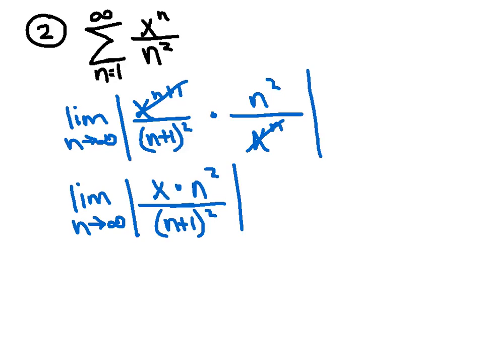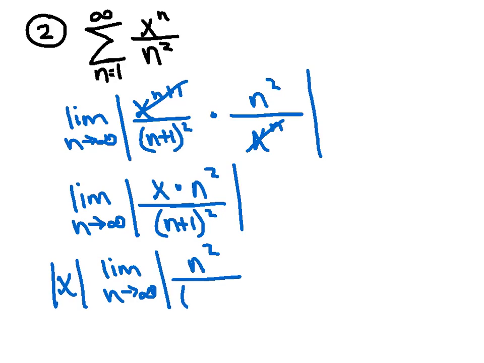Now I didn't do this next trick on the last problem, but what I like to do is pull the x out in front. So I'm going to factor out the x, and the absolute values actually have to stay on there. I'm just going to leave everything else the same.